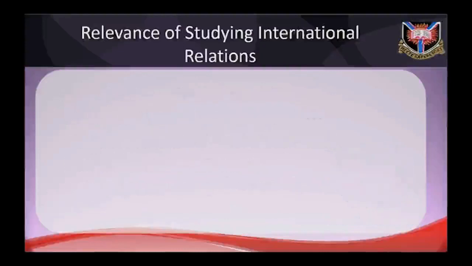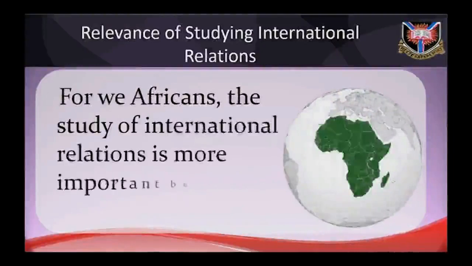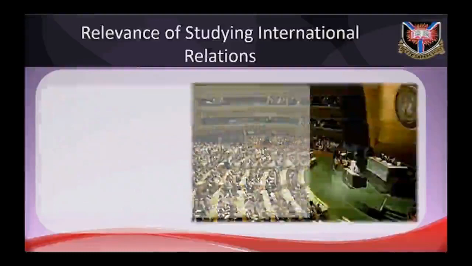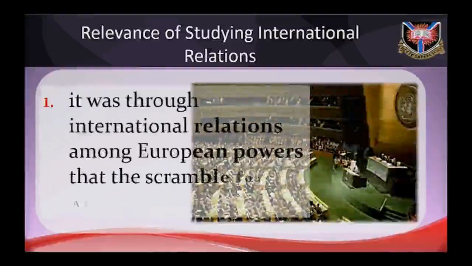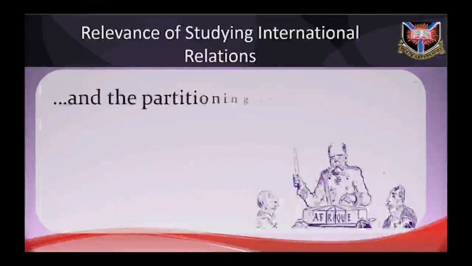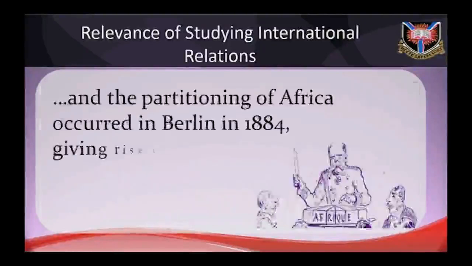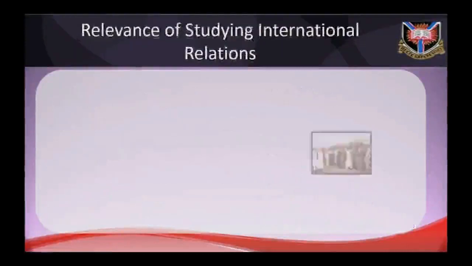Third, from international relations study, we have knowledge of the origin and role of international law and international organizations in the world. For Africans, the study of international relations is more important because, first, it was through international relations among European powers that the scramble for Africa began, and the partitioning of Africa occurred in Berlin in 1884, giving rise to the eventual colonization of Africa.